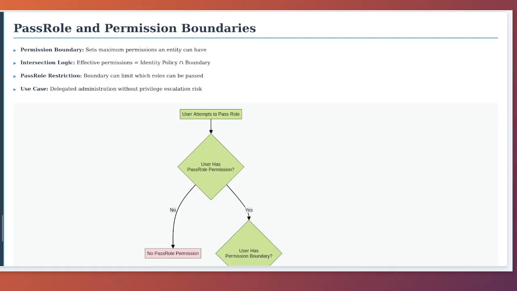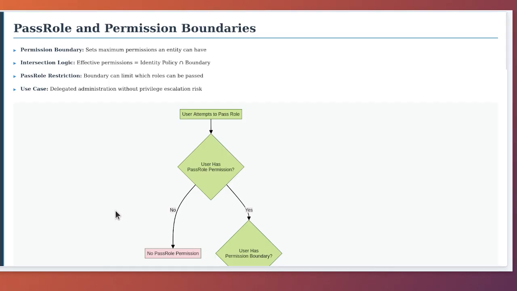Permission boundaries are an advanced IAM feature that sets the maximum permissions an IAM entity can have, and understanding how they interact with PassRole is essential for implementing delegated administration and preventing privilege escalation. Permission boundaries don't grant permissions themselves, rather they define the outer limits of what permissions can be effective. When combined with PassRole, they create powerful governance mechanisms for multi-team environments.